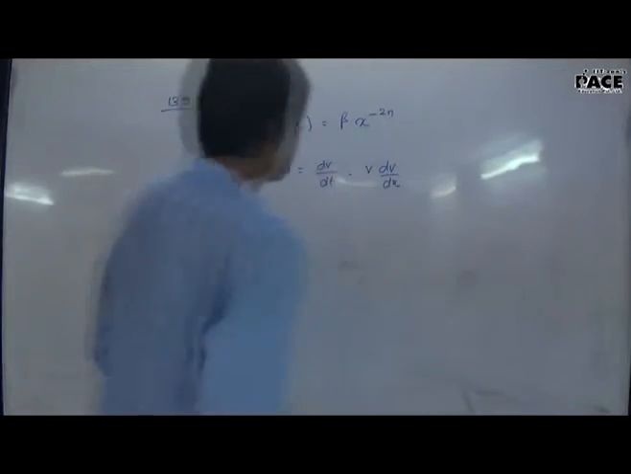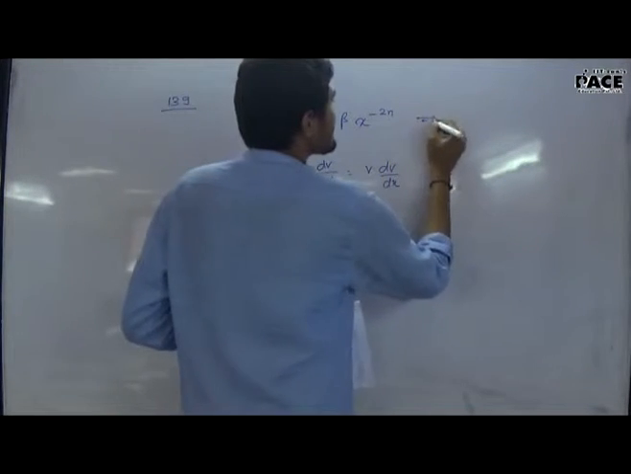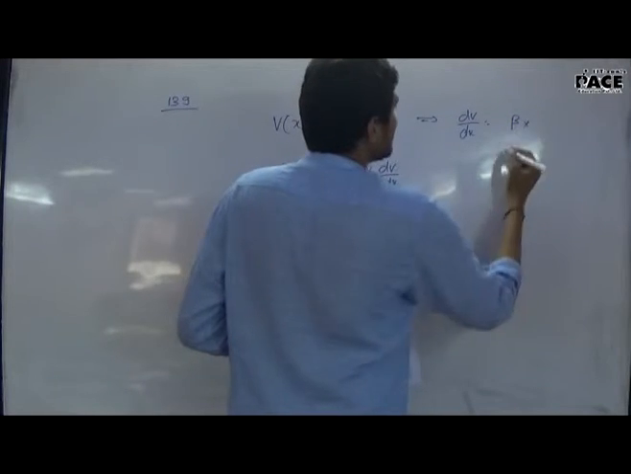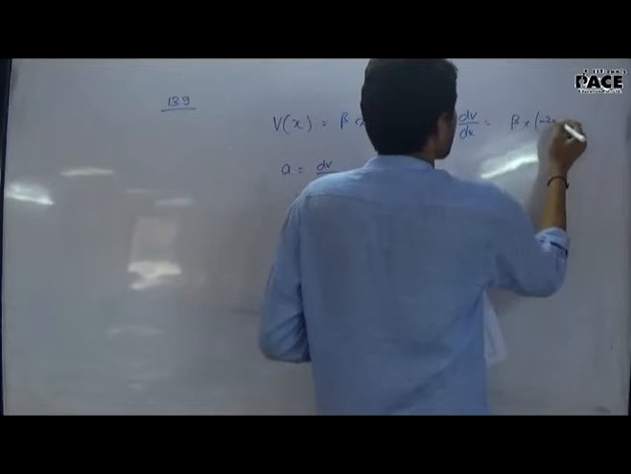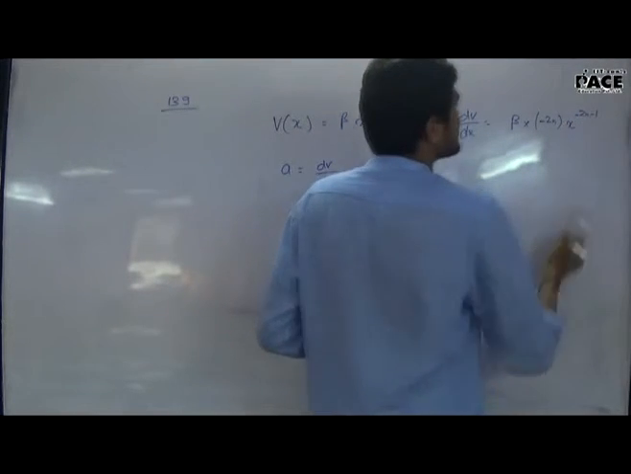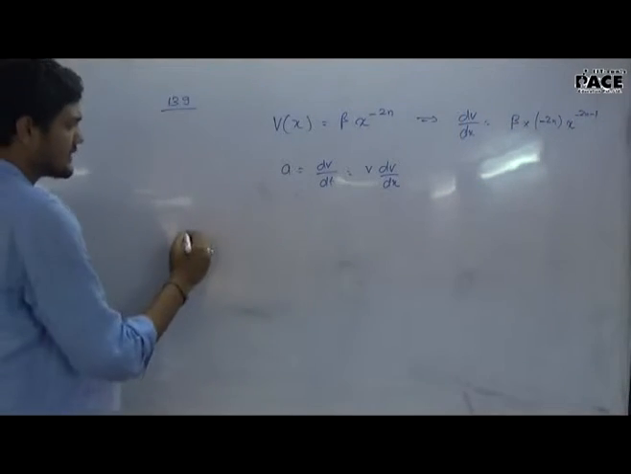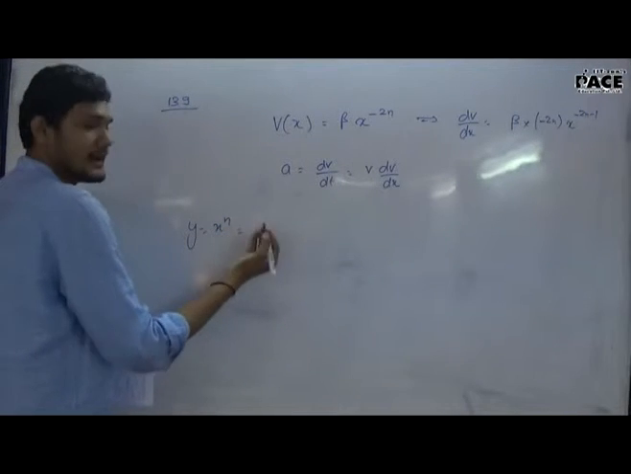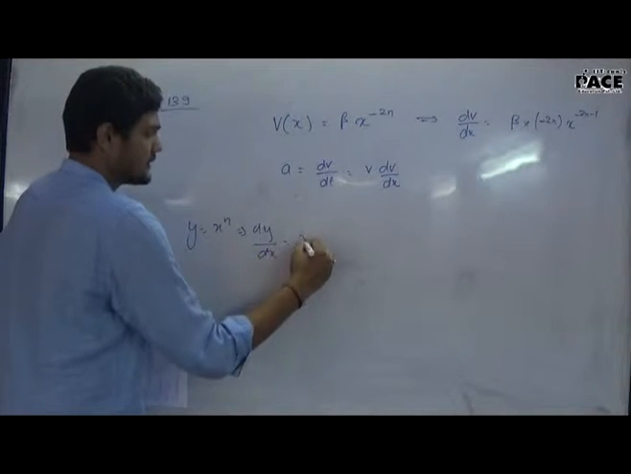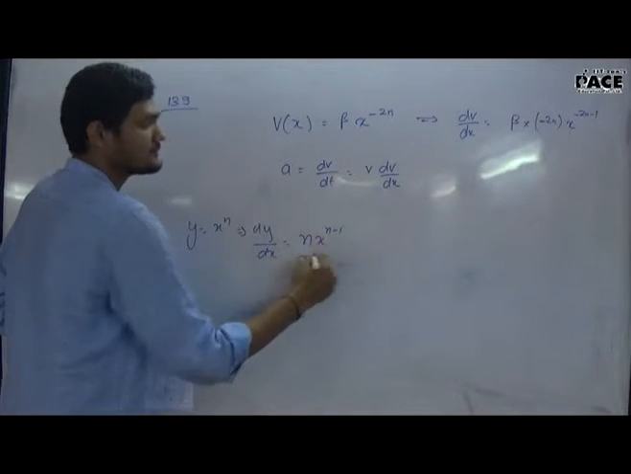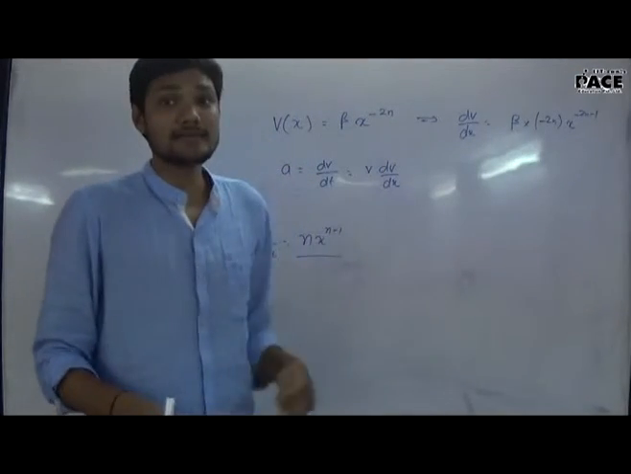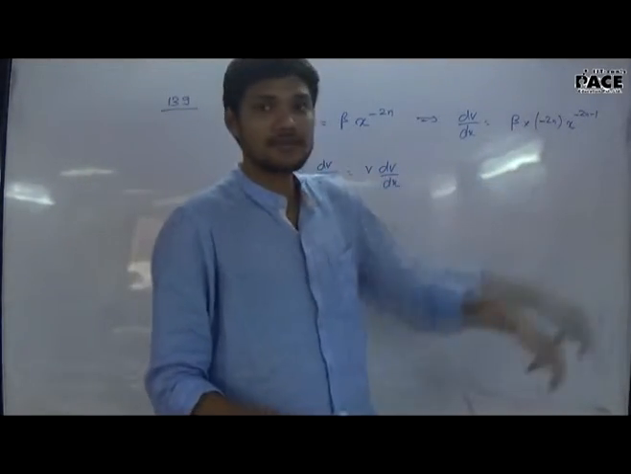First we'll differentiate this equation to get dv by dx. This comes out to be beta times minus 2n into x raised to minus 2n minus 1. From the property of differentiation, like y is equal to x raised to n, its differentiation dy by dx is equal to n x raised to n minus 1. From the same property, dv by dx is equal to beta times minus 2n into x raised to minus 2n minus 1.